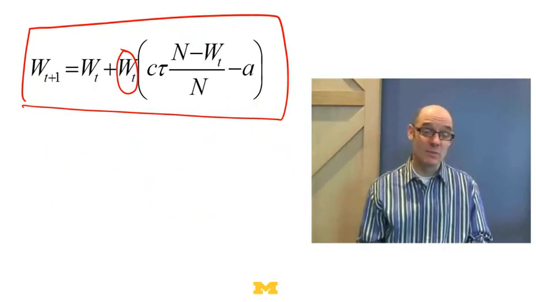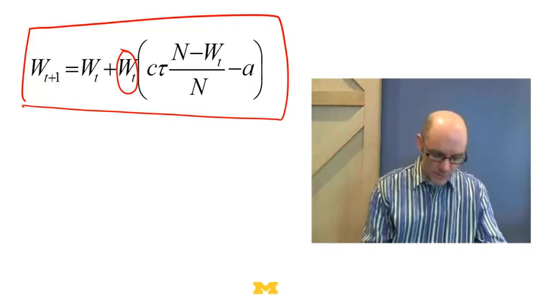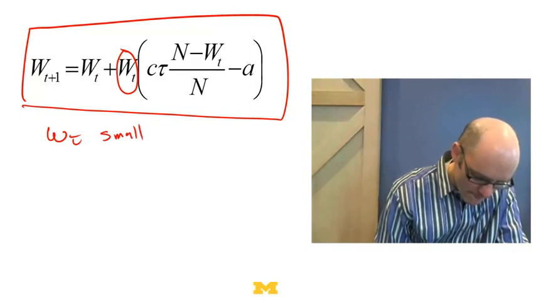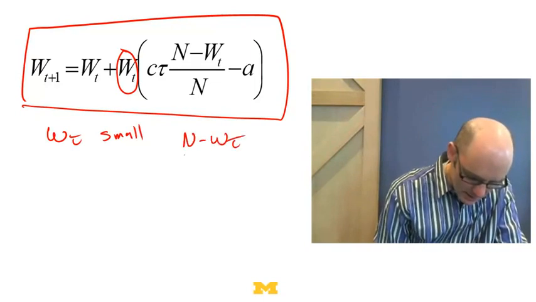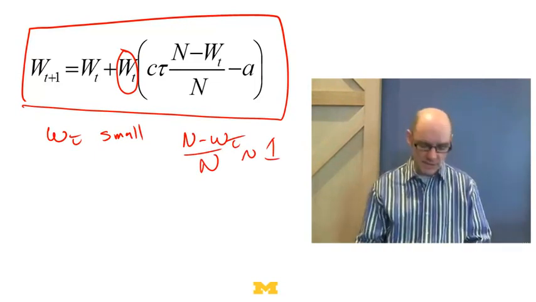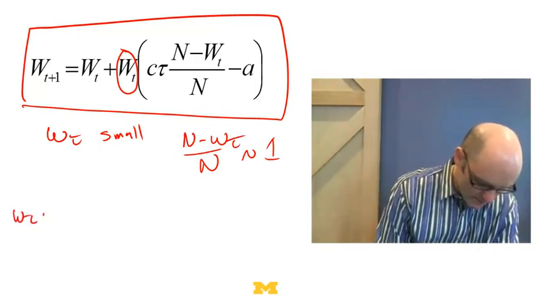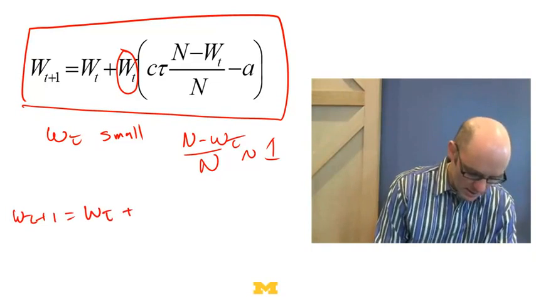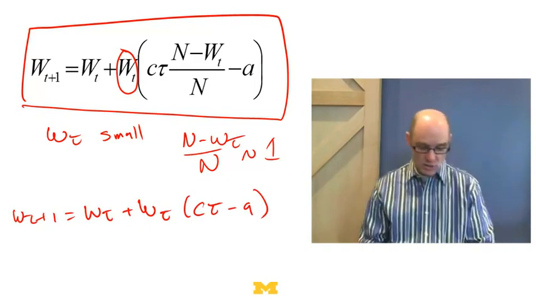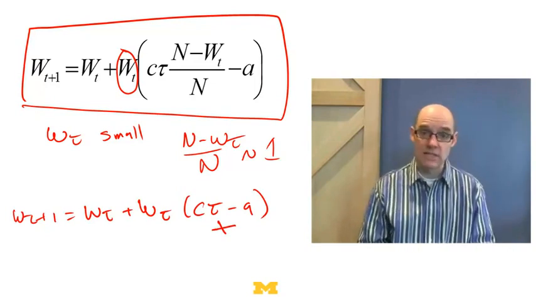So when you write models, it's useful to be good at algebra. If you can do lots of algebra, you can simplify things. Well, why do we want to simplify things? Here's why. Suppose we're early on in the disease. That means WT is really small. So that means that N minus WT over N is going to be really close to 1, because basically a very small percentage of the people in the population have the disease. So now if I look at this, WT plus 1 is equal to WT plus WT times C tau minus A. So this thing is going to spread if C tau minus A is positive, and it's not going to spread if C tau minus A is negative.